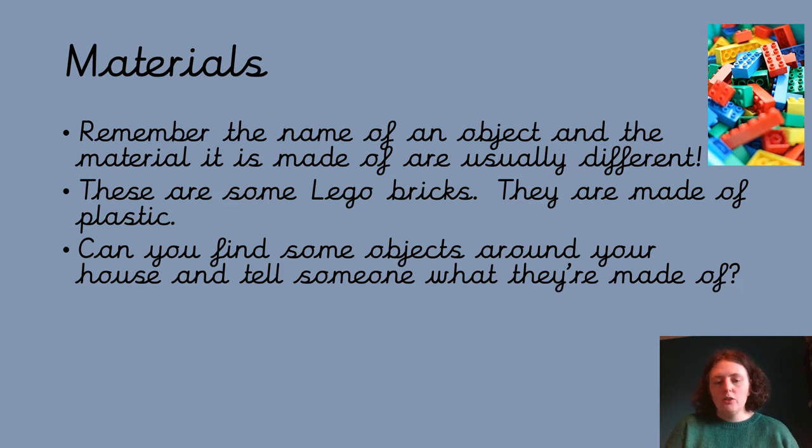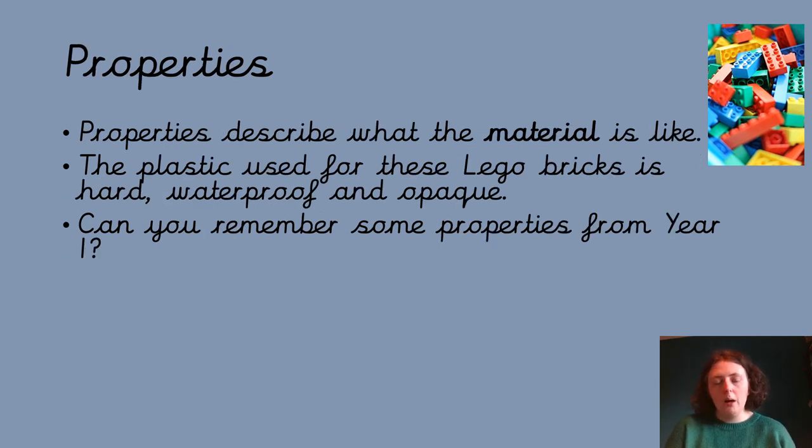So what you need to do is, can you go and have a look around your house and see if you can find some different objects and decide what they're made of, which material are they made of? Sometimes things are made of more than one material, but go and have a look and see if you can find some objects and decide what they're made of. Once you've done that, I want you to have a think about their properties, like I did with my spoon a few minutes ago. So properties describe what the material is like.